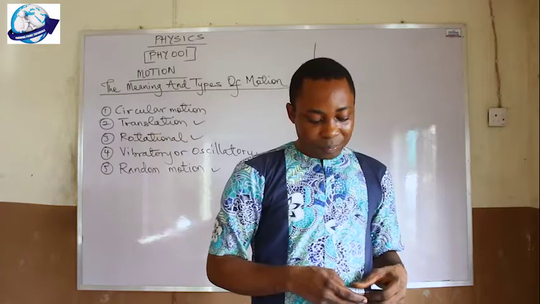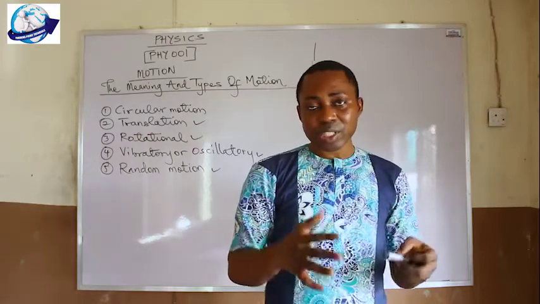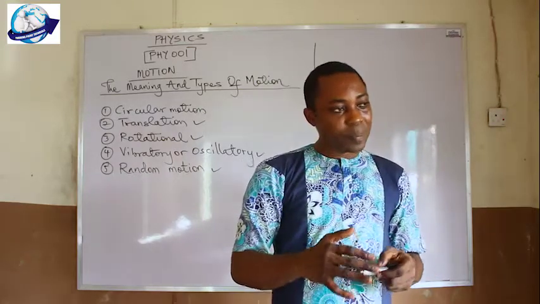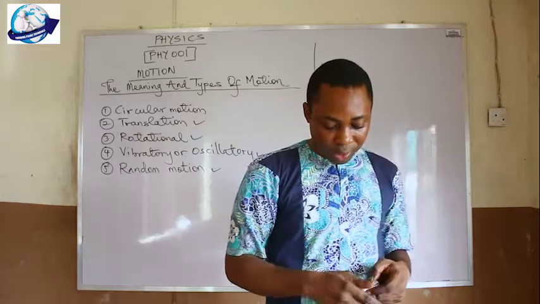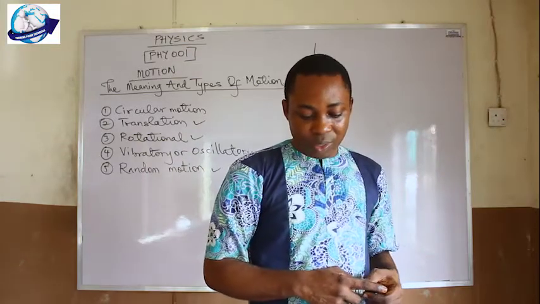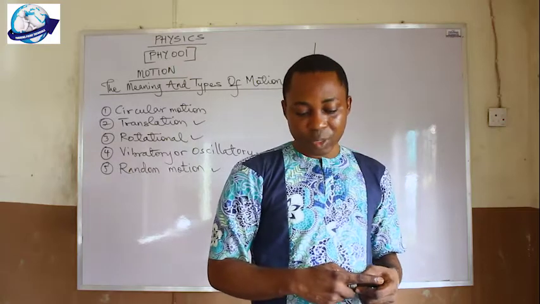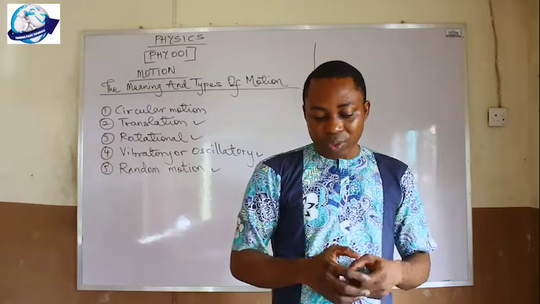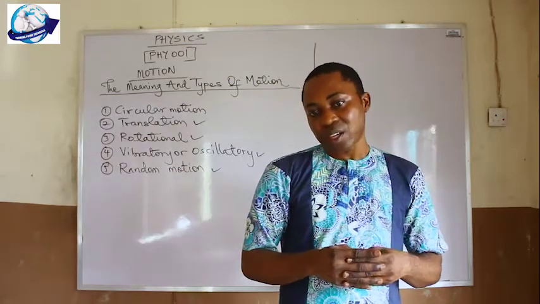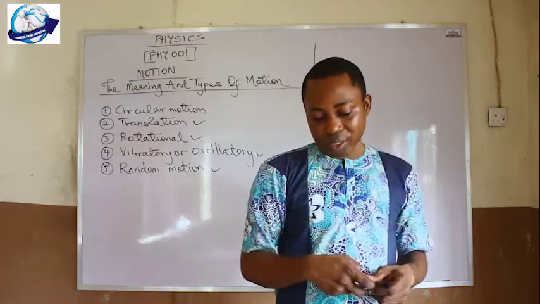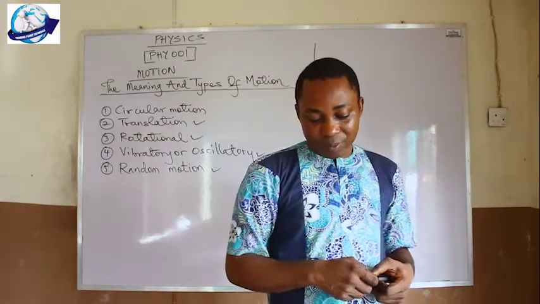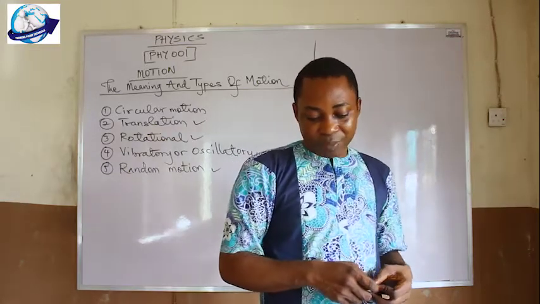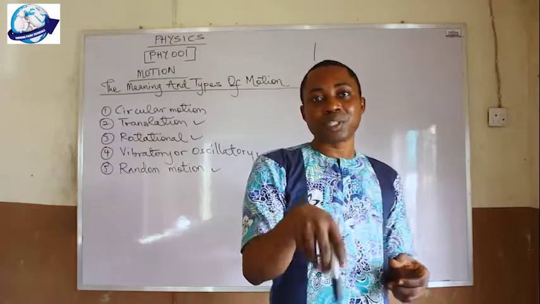The next one is translational motion. Translational motion is the motion of a body along a straight line. When you see a car moving on a straight line, that is translational motion. Then the next one is rotational motion. Rotational motion is the motion of a body that turns around a fixed axis, its own axis. An example is the earth rotating around its own axis. You can also say the motion of a CD just turning around.